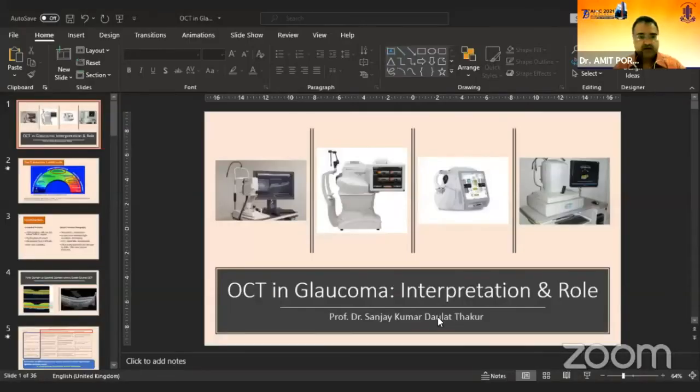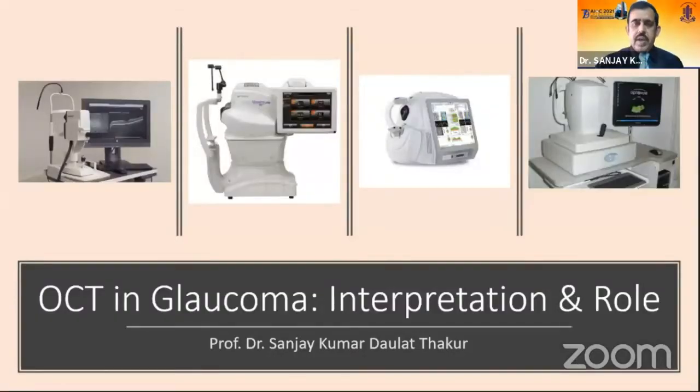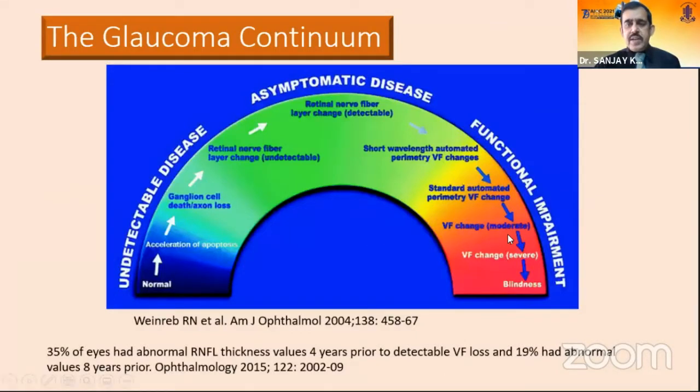Okay, thank you. First of all, I would like to thank the scientific committee, especially Dr. Amit Porwal, for inviting me to give this talk on the role of OCT in the interpretation and diagnosis of glaucoma. As we all know, 40% of the ganglion cells must be damaged before we can pick up a visual field defect. So if we can have an imaging modality which can detect the retinal nerve fiber layer at this stage, we can diagnose glaucoma much earlier.